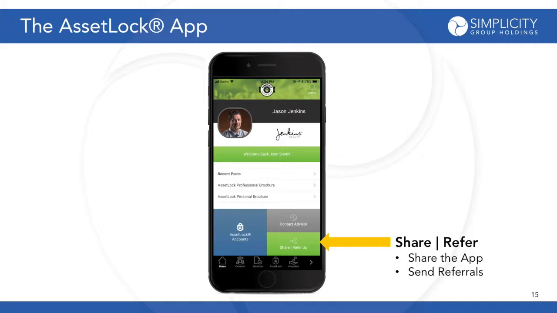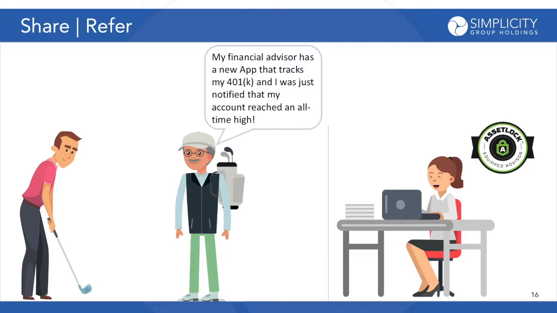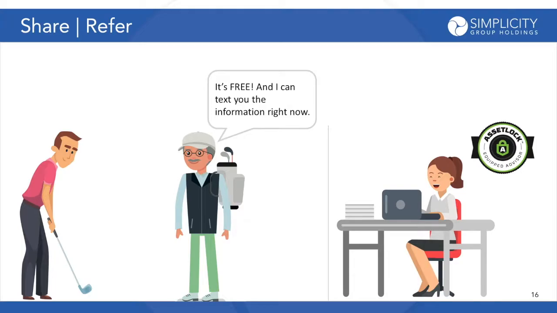Clients share a link and pass it on. Kind of wanted to walk through an example. Let's say your client is on the golf course, and a friend says, why are you so chipper today, Bob? And he says, my financial advisor has this new app that tracks my 401k, and it just notified me that my account has reached an all-time new high. The friend says, well, that sounds pretty convenient. I actually have no idea how my retirement account is doing. How much does that cost and how can I get it? He says it's free and I can text that information to you right this second.